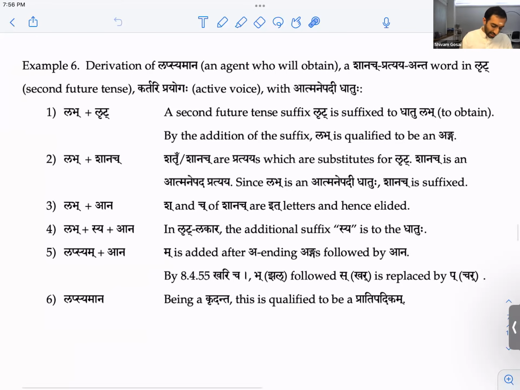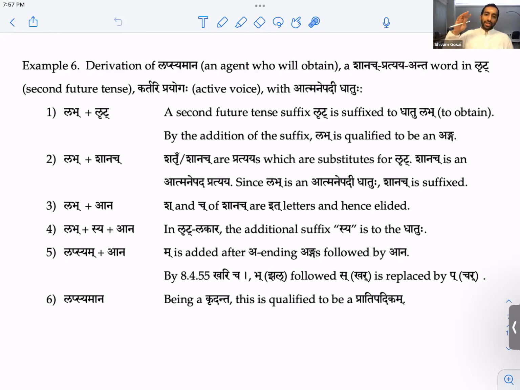So now the meaning. We're in Kartari Prayoga, so therefore we're going to be talking about a karta, an agent who will obtain in the future. Future tense: agent who will obtain. So see how much meaning is now packed into each of these parts of the word. That's why Sanskrit is so rich, because each of the aspects of the word gives meaning.